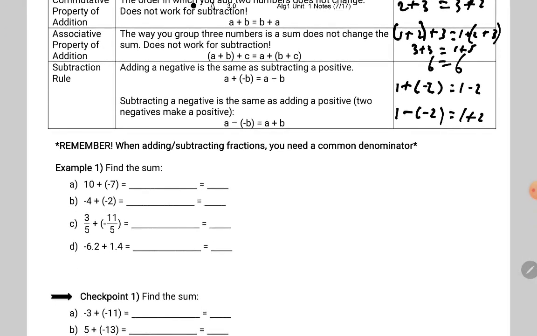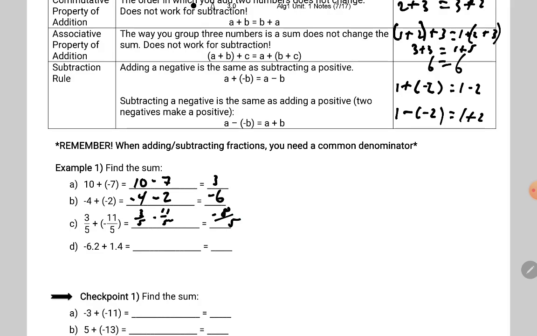So let's do some examples. 10 plus negative 7, that's the same thing as 10 minus 7, which is 3. Negative 4 plus negative 2 is the same thing as negative 4 minus 2, which is negative 6. 3/5 plus a negative 11/5 is the same thing as 3/5 minus 11/5, which is negative 8/5.